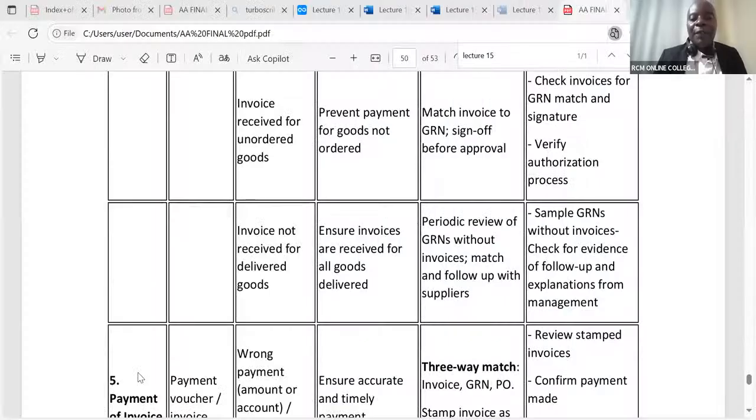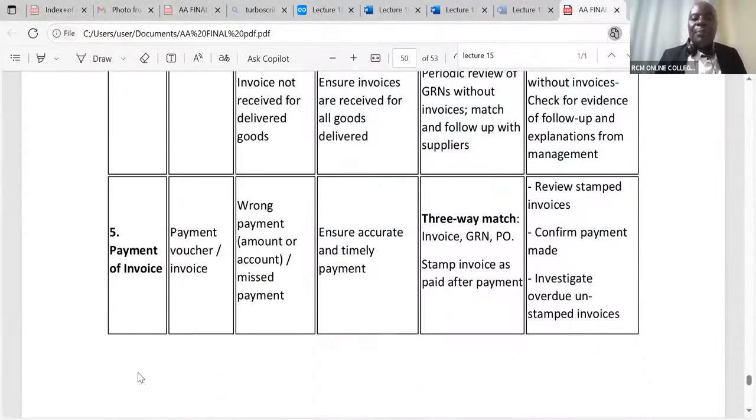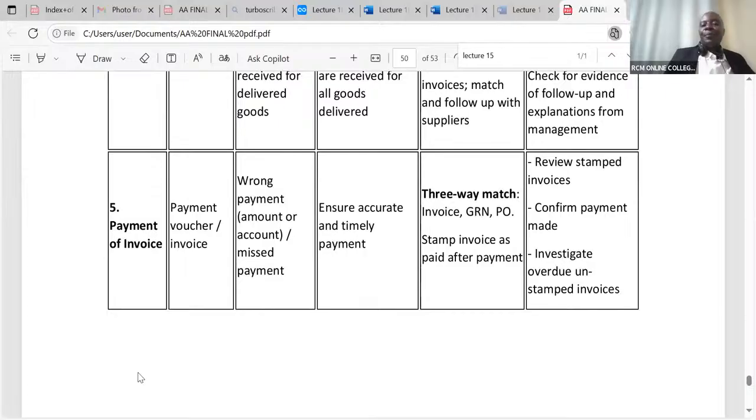Talk to your suppliers. Ask them, are you aware of this amount? Are you aware of these goods which were delivered here? I mean, I can write so much, ladies and gentlemen, in this regard. Now, after that, we have number 5, the last step, which is payment of invoice.